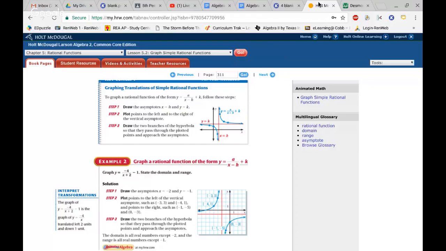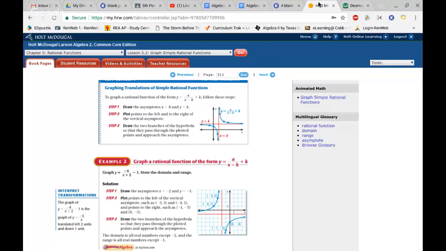And your a is going to be that stretching. That was what was happening with the simple rational functions, you could see that they were getting fatter and further away from the axes. Right. Okay, so that's going to be the key thing to keep in mind, both for this lesson and 5.3, is watching your vertical and your horizontal asymptotes.